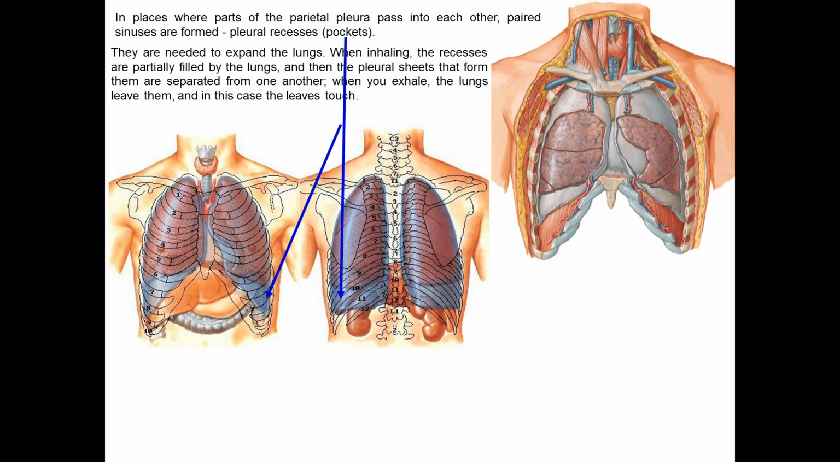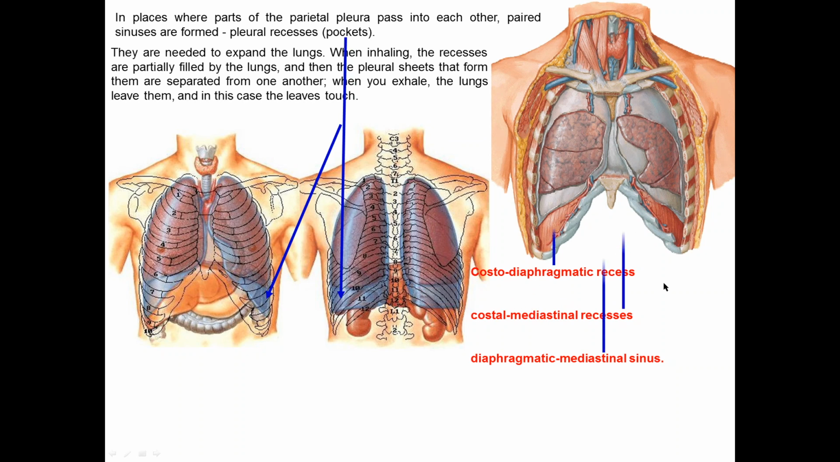In places where parts of the parietal pleura pass into each other, paired sinuses are formed. We call these pleural recesses or pockets. There are several: costodiaphragmatic, costomediastinal, and diaphragmatic mediastinal recesses or sinuses. They are needed to expand the lungs.